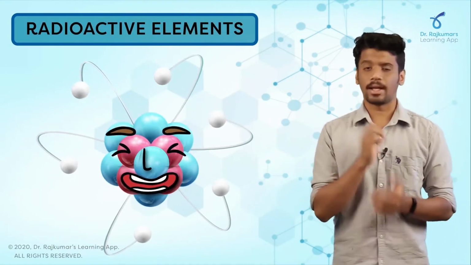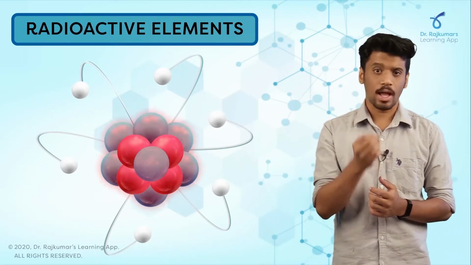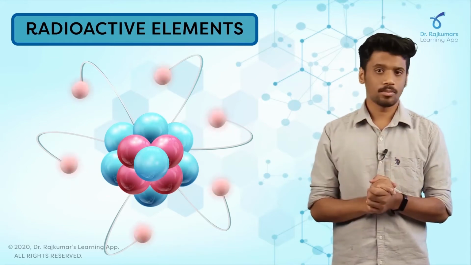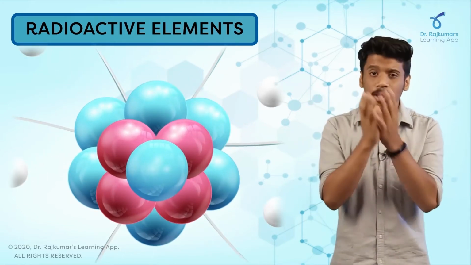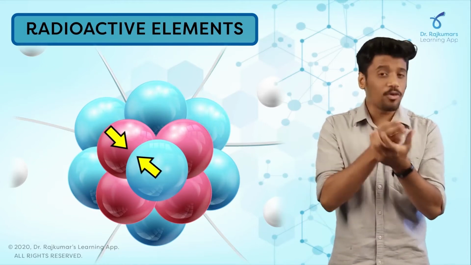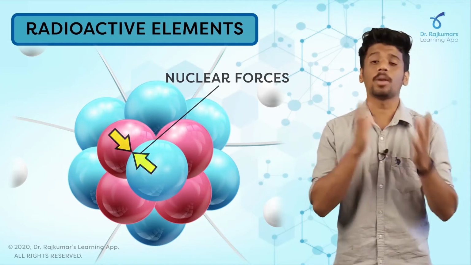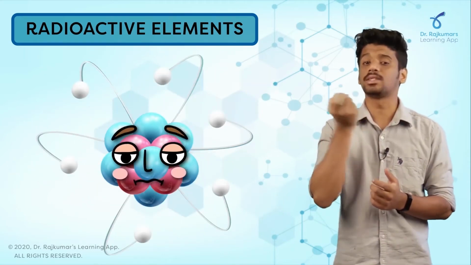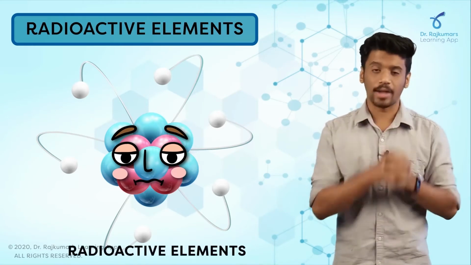If we consider an atom consists of a nucleus with protons and neutrons and electrons around it. Now in the nucleus, protons and neutrons are held together by some forces. Now these forces are called as nuclear forces. Now if these forces are not balanced, the atom will become unstable. So such unstable atoms are called as radioactive elements.